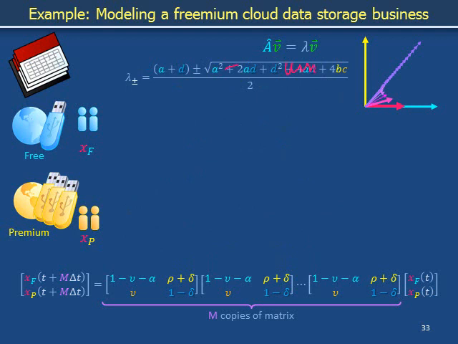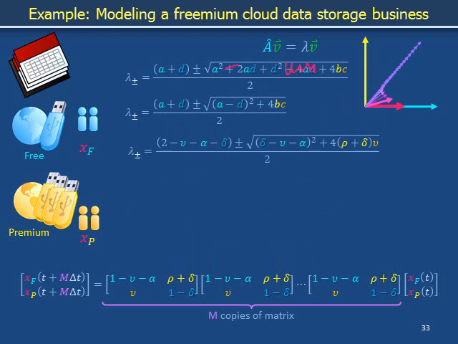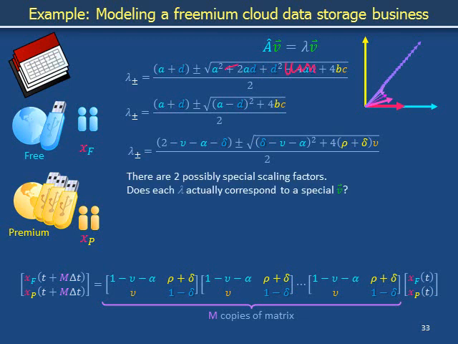Cancel out a couple copies of AD. The remaining stuff containing A and D can be reverse FOILed into two factors of A minus D. We can now substitute the color-coded Greek letter parameters from the matrix in the footnote at the bottom of the slide. There are two possibly relevant scale factors lambda.